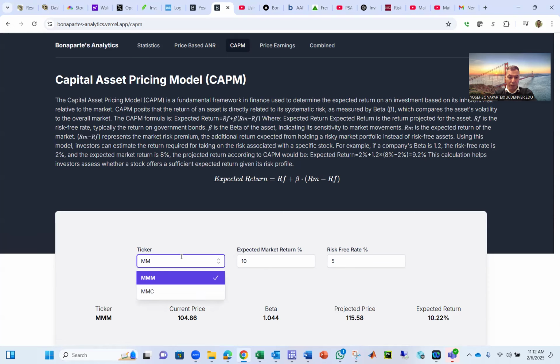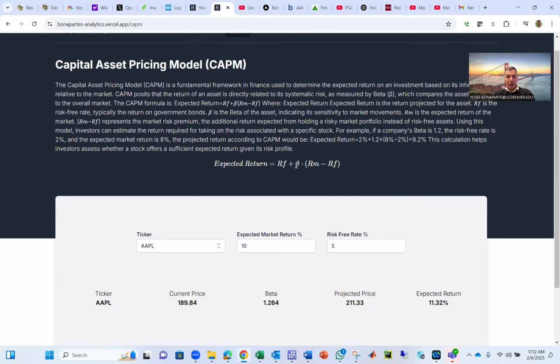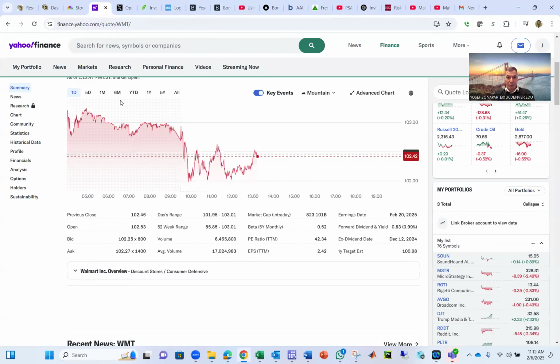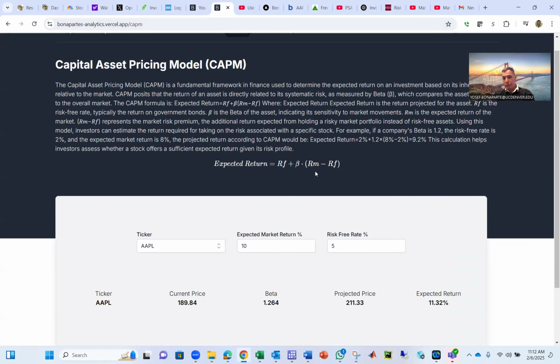We're going to continue with Apple. And the market has to be 10. If you assume something, you have to assume it on all the models. Risk-free is 5, the Federal Reserve. Based on this model, we know that beta for Apple is here. We know that from here. So you don't need to insert it. It will insert by itself. Then the expected return based on this model is 11.32. And the projected price is 233.